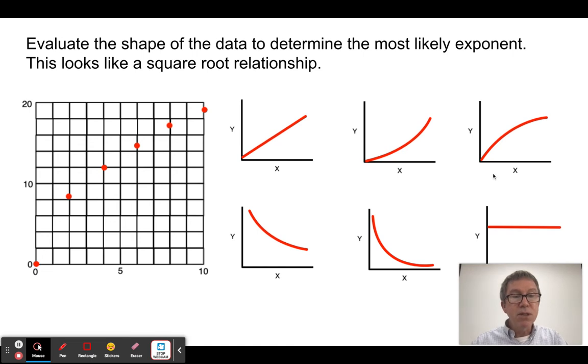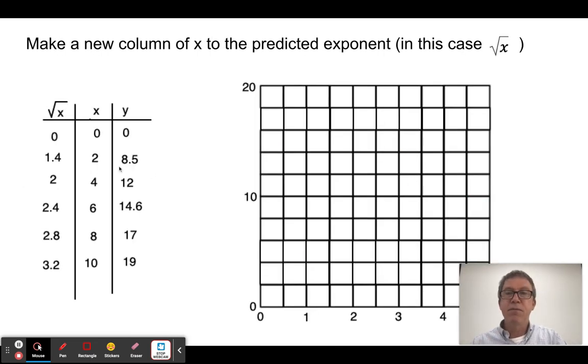So what I'm going to do then is make another column of numbers. I had my x and y, that's what I had before. Now I'm going to make another column, and this column is going to be the square root of x, or x to the 1/2 power, because that's what I thought the relationship was. So I'm going to take all my x values and take the square root of them. The square root of 0 is 0. The square root of 2 is 1.4. Square root of 4 is 2. Square root of 6 is 2.4, and so on.